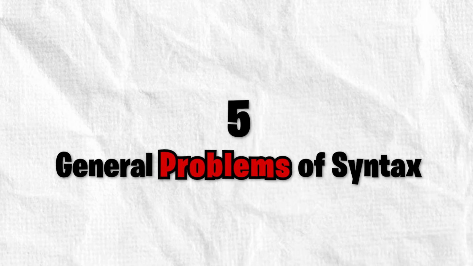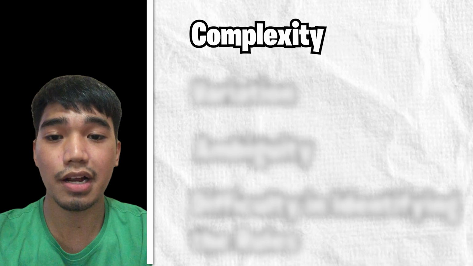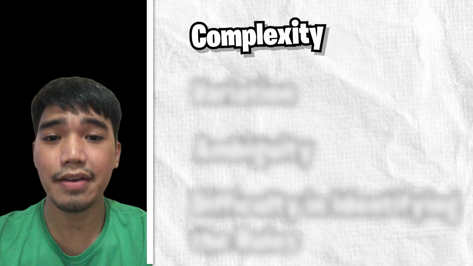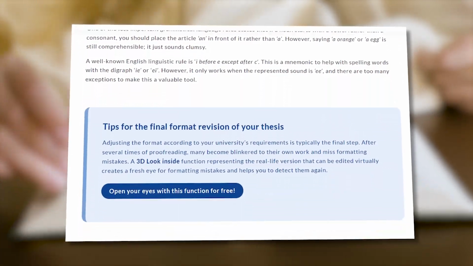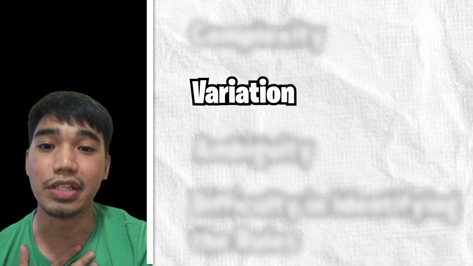So there are 5 general problems of syntax. First is complexity. Languages are complex because they have many rules and exceptions that govern the arrangement of words and phrases to convey meanings. The second general problem with syntax is variation.